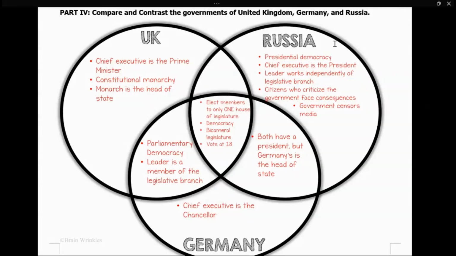So again, to keep it simple, let me recap everything. The United Kingdom and Germany have parliamentary democracy. The United Kingdom has a constitutional monarchy, like Queen Elizabeth, but she did not have power. The United Kingdom's chief executive is called the Prime Minister. Germany is also a parliamentary democracy, and their leader is called the Chancellor. And we know in Germany and the United Kingdom, the leader is a member of the legislative branch, the parliament. In Russia, they have a presidential democracy. The chief executive is called the president. The president, the leader, will of course rule the country. In all three countries, you can vote at 18, and in all three countries, they have a bicameral legislature.